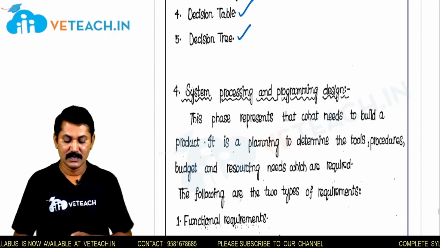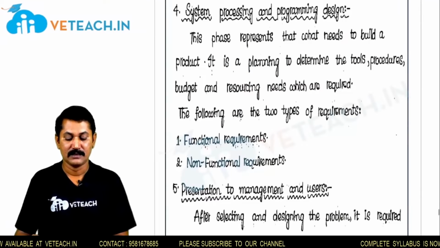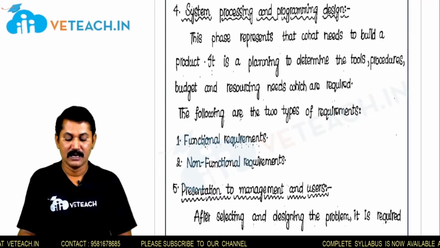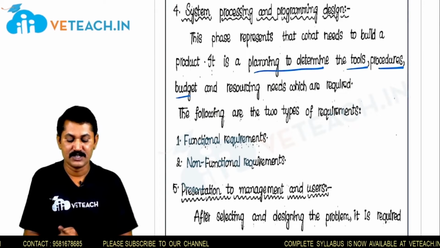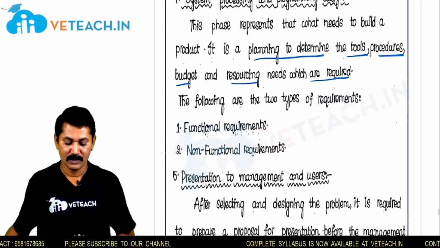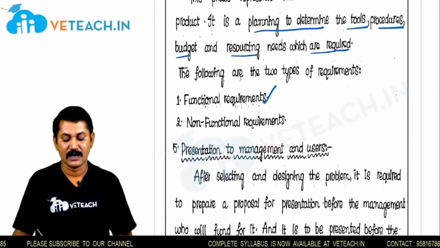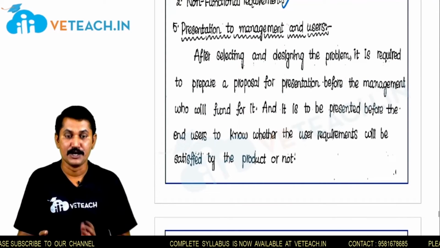The fourth one is system processing and program designing. This phase represents what needs to be built in a product, that is, planning to determine the tools, procedures, budget and resourcing needs that are required. Here there are two kinds of requirements, functional requirements and non-functional requirements. The next one is presentation to the management and user.